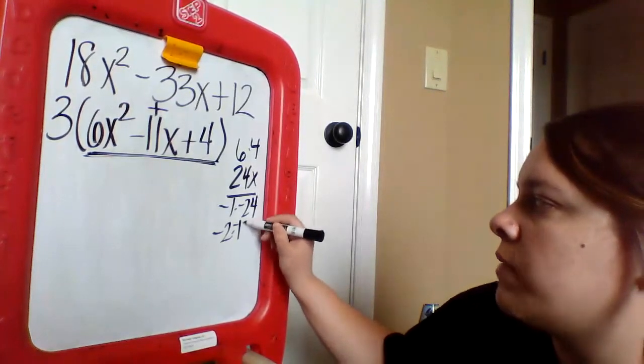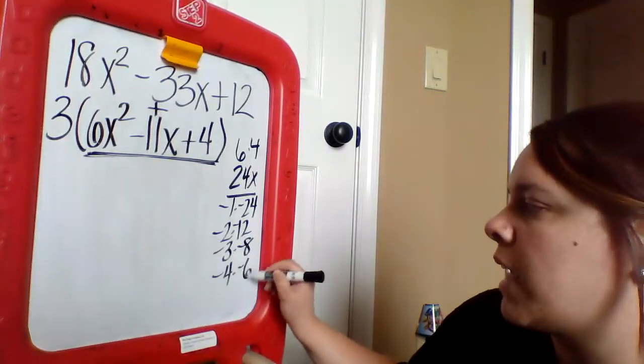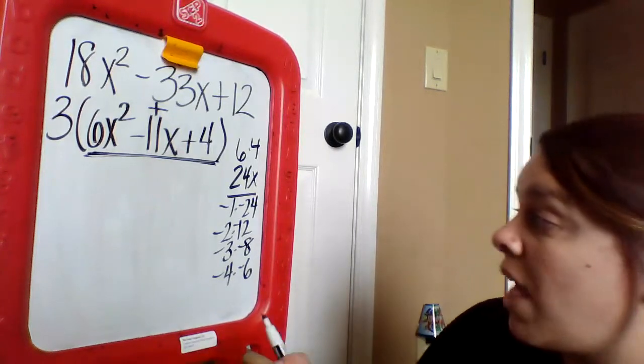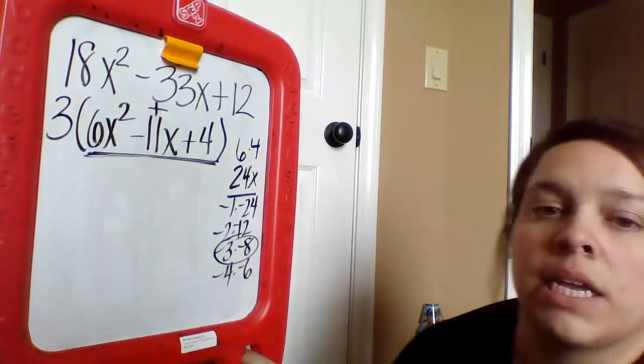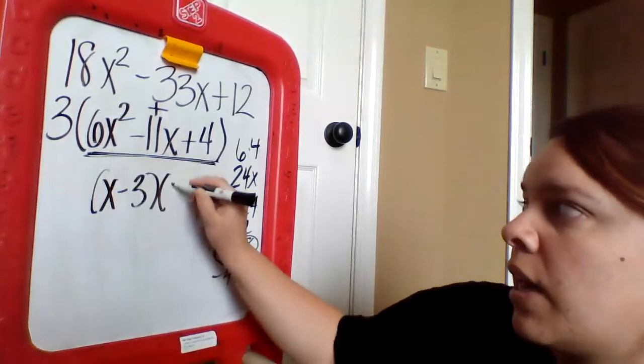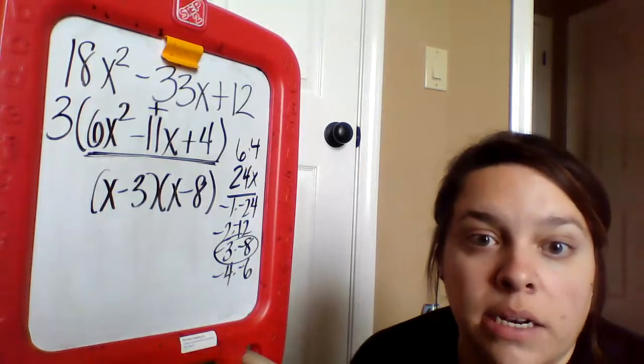Negative 2 and negative 12. Negative 3 and negative 8. Negative 4 and negative 6. So start adding those together. We're going to find the one that adds to negative 11, negative 3 and negative 8. So x minus 3 and x minus 8. Okay, so that's the slide.